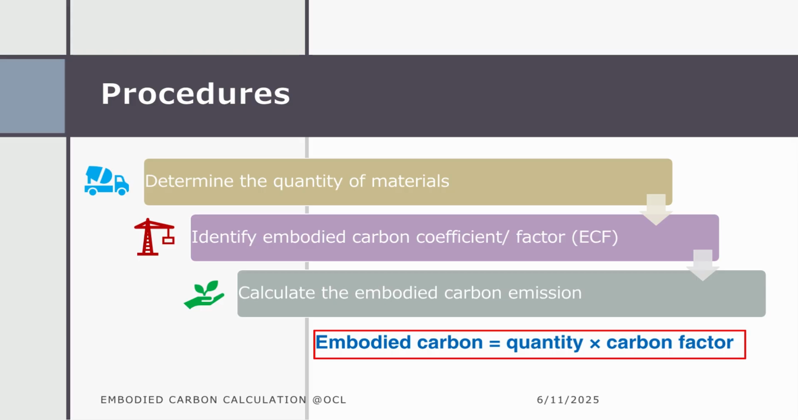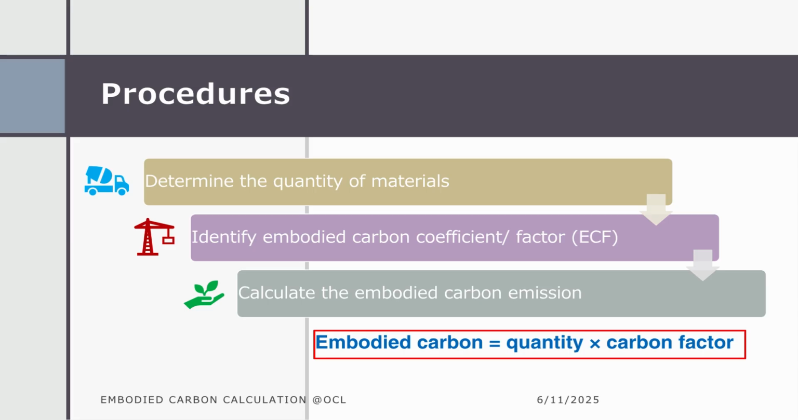1. Identify material quantities. 2. Obtain embodied carbon factor (ECF) values. 3. Multiply. Embodied carbon equals quantity times carbon factor. This method can be done using a spreadsheet, or more efficiently, with online calculators provided by credible organizations or national tools like MyCrest.